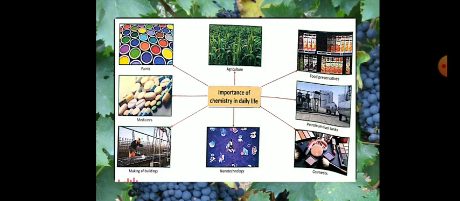As you can see in these pictures, paints, agriculture fertilizers, medicines, buildings, cements, bricks, cosmetic items, petrol, fuels, kerosene, and food preservation and food additives are all made up of chemicals.